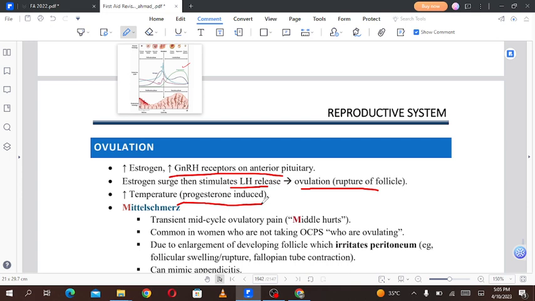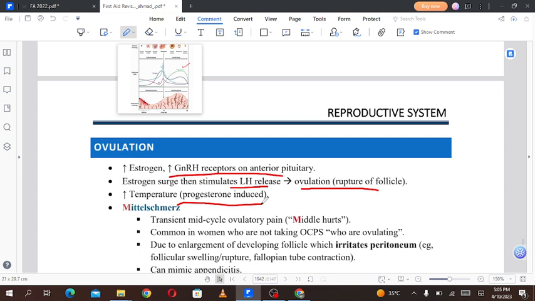That is very important, because among the non-pharmacologic measures of contraception, one of them is basal body temperature, BBT. A female is asked to record her body temperature throughout the month, and whenever the temperature increases, this means that ovulation has occurred.